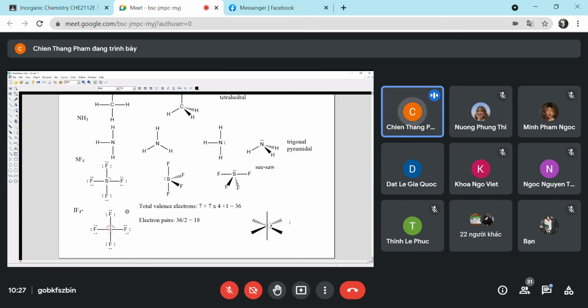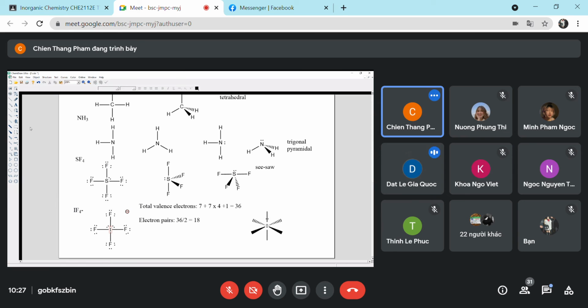So where is the lone pair? There are 2 lone pair here. So where are the 2 lone pair? The first lone pair you can keep anywhere you want. Maybe you can keep here. So where is the second lone pair? It's below, opposite with the first lone pair.